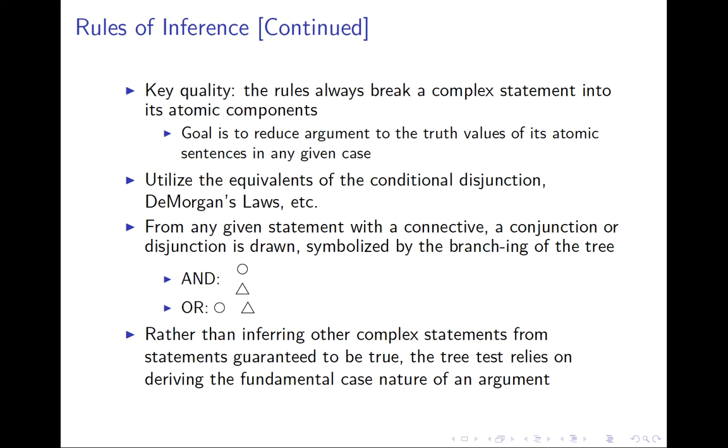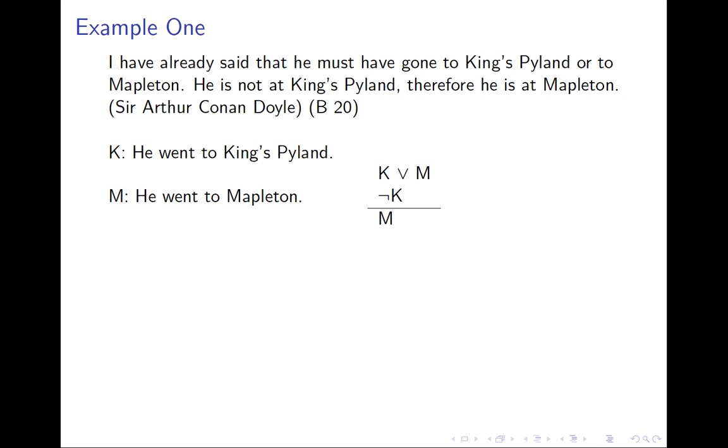So rather than inferring other complex statements from statements guaranteed to be true, as is the case in a natural deduction proof, the tree test relies on deriving the fundamental nature of an argument and bringing it down to its most basic form. Okay, so now we're going to look at some examples of the tree test.